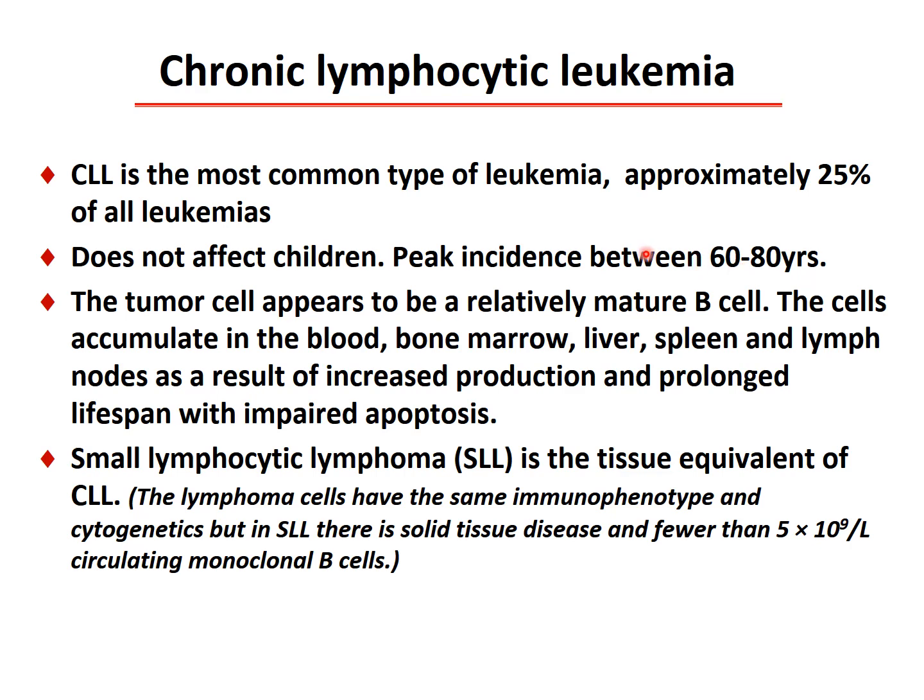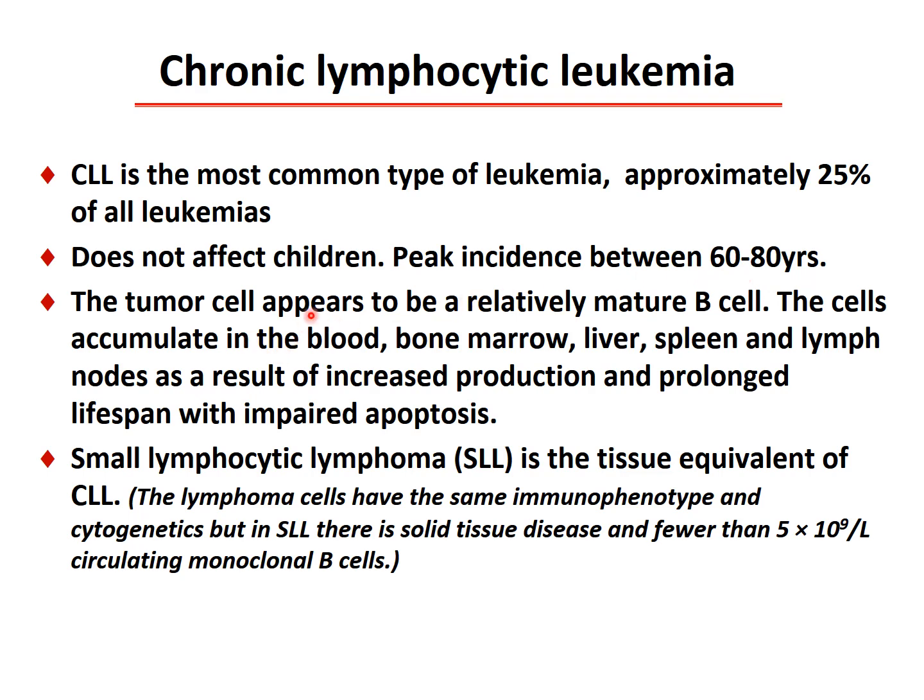Now let's see. CLL is a very common type of leukemia. It takes about a quarter of all leukemia. So relatively, the incidence is very high. As you see here, it doesn't affect children; it is a disease of old people. The incidence is highest between the ages of 60 and 80.